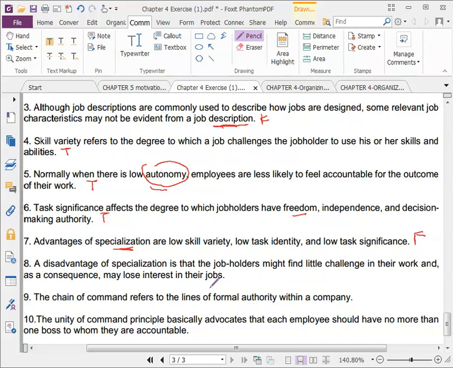Little challenge in their work. Dia tak boleh cuba perkara yang baru. Is that true or false? Betul ke tidak? Itu adalah dia. Yes, that is correct. Okay. True. This answer is true.